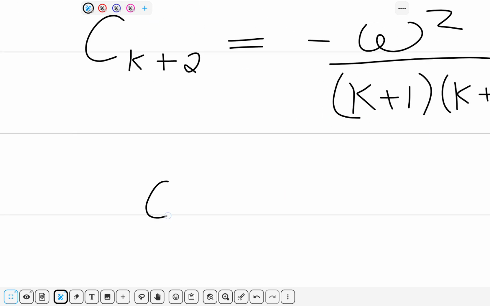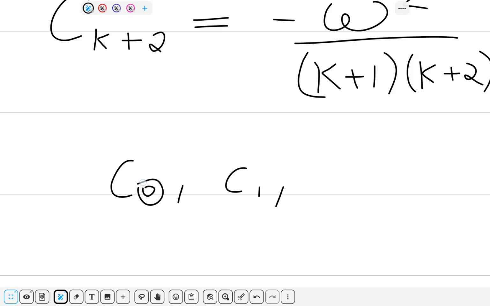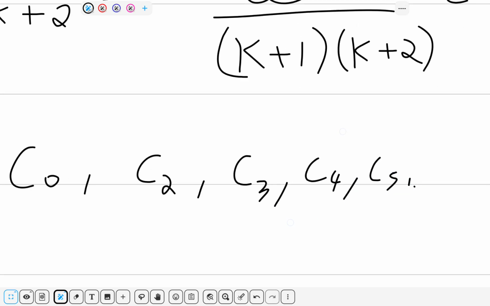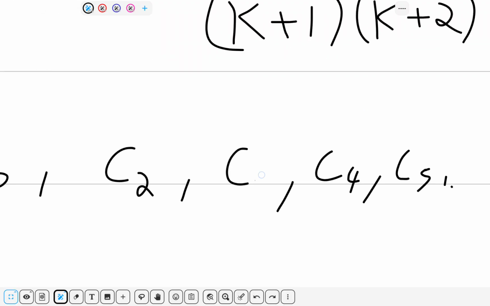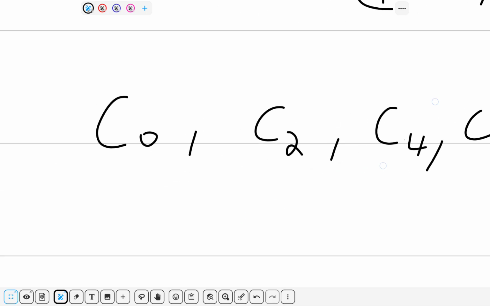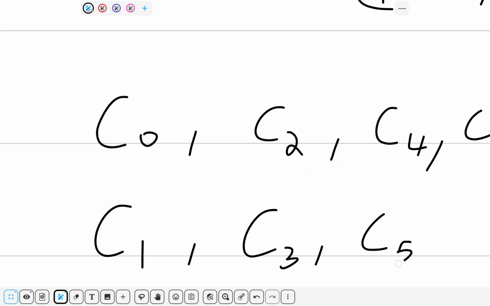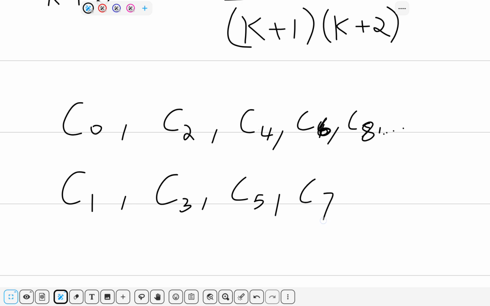So if I know C1, I will generate all the other coefficients. I mean, if I know C0, I will generate all the other even coefficients: C2, C4, C6, C8, and so on, with two steps getting added every time. And if I know C1, I can generate all the odd terms. That's the basic pattern.